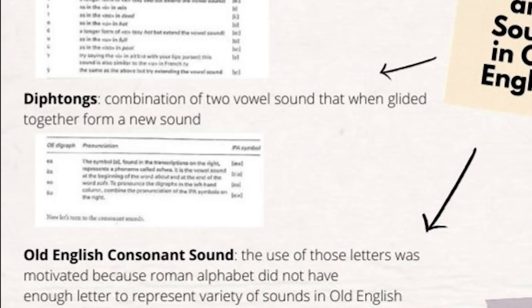Here there is another table with four examples, like the symbol A found in the transcription on the right. It represents a phoneme called schwa, and that's it. Thank you for listening.